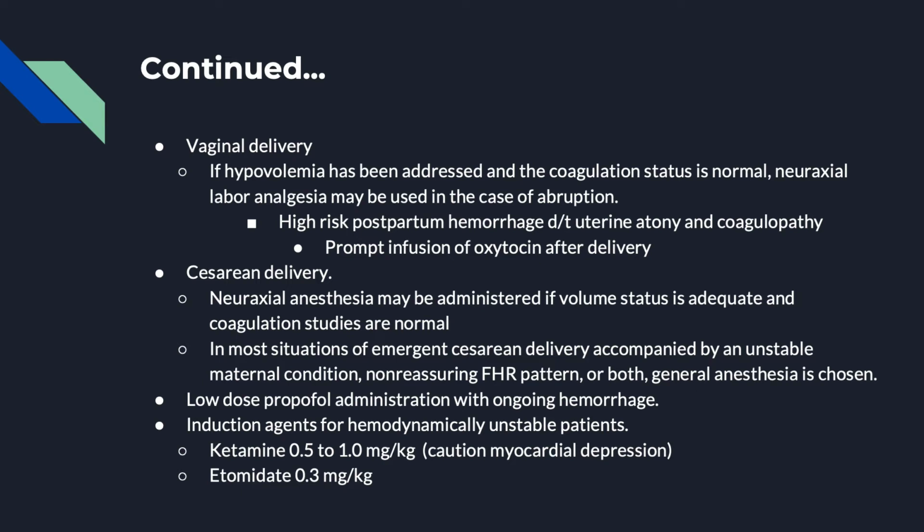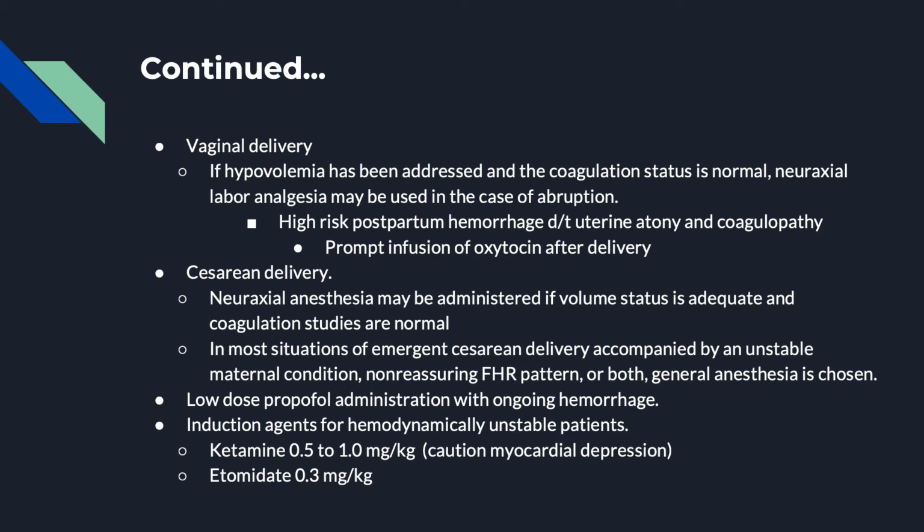So for vaginal delivery, if hypovolemia has been addressed and the coagulation status is normal, neuraxial labor analgesia may be used in the case of abruption. There is high risk of postpartum hemorrhage due to uterine atony and coagulopathy. Prompt infusion of oxytocin after delivery is indicated.